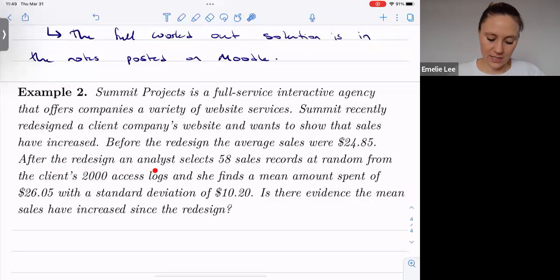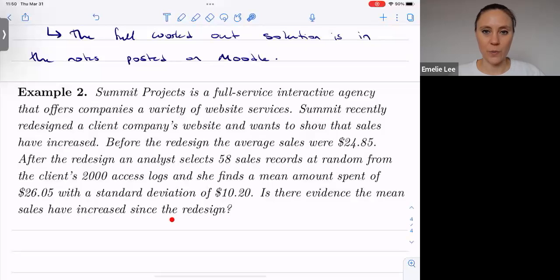After the redesign, an analyst selects 58 sales records at random from the client's 2,000 access logs, and she finds a mean amount spent of $26.05 with a standard deviation of $10.20. Is there evidence the mean sales have increased since the redesign?